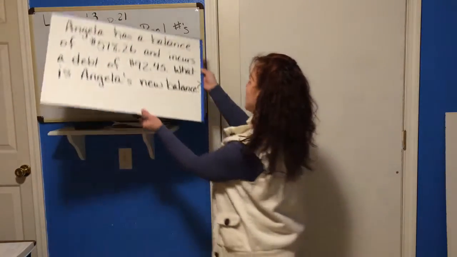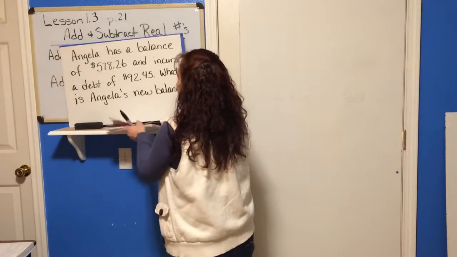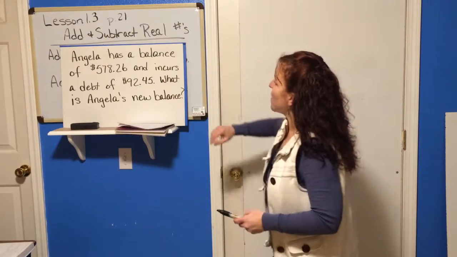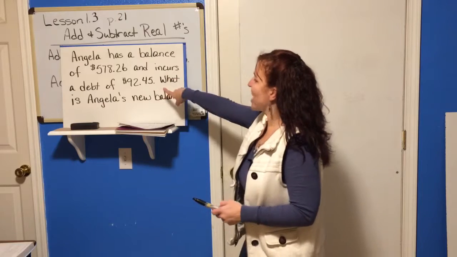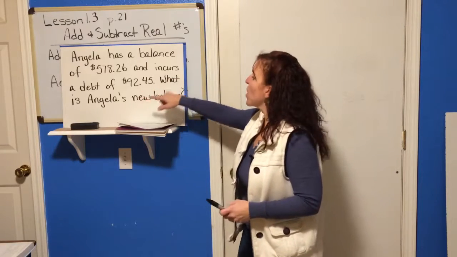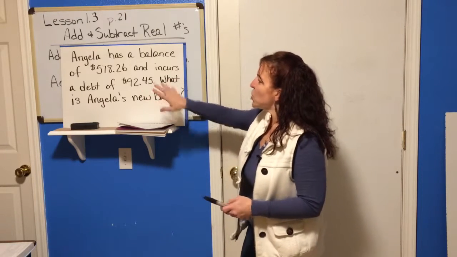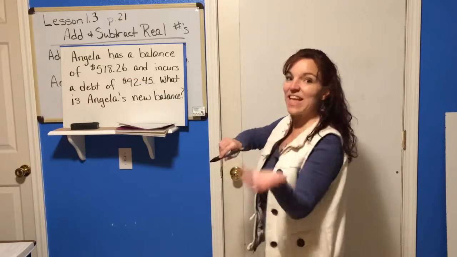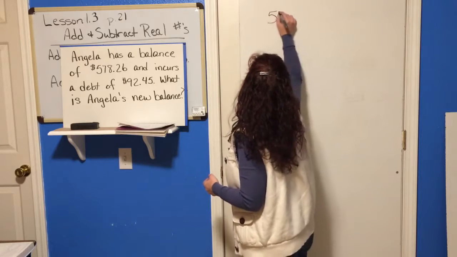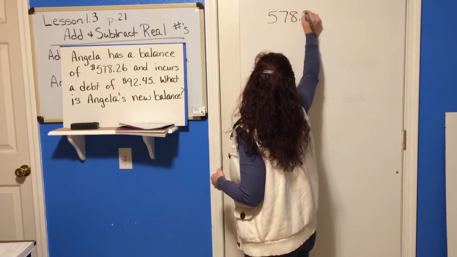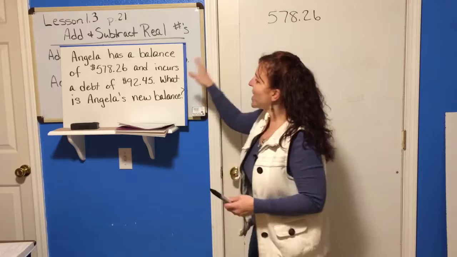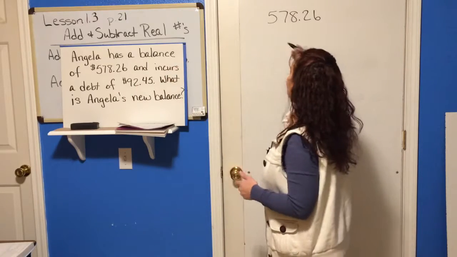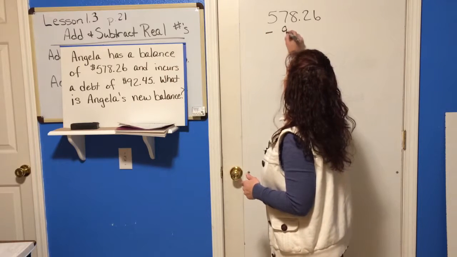Let's bring a problem here. Angela has a balance of $578.26, and she incurs a debt of $92.45. She goes shopping. What is Angela's new balance? So what we've got to remember is the balance is $578.26. That's positive. And a debt of 92.45, a debt is actually going to be a negative number.